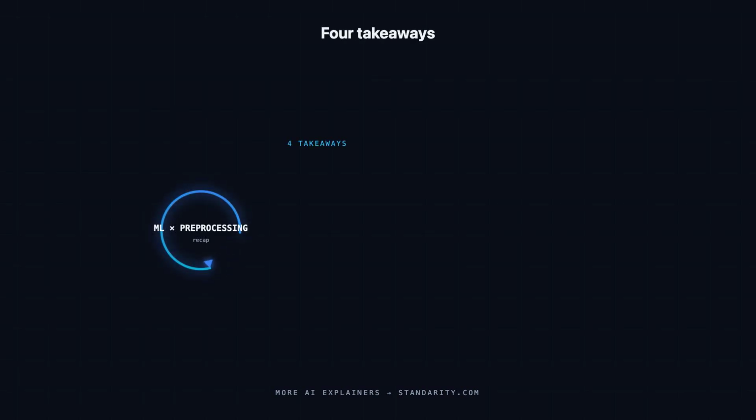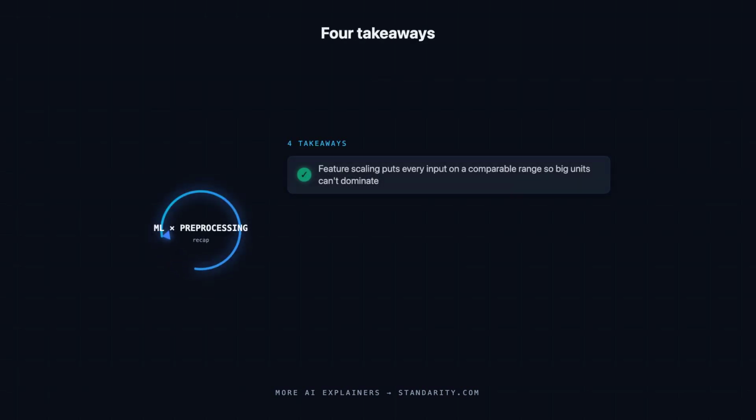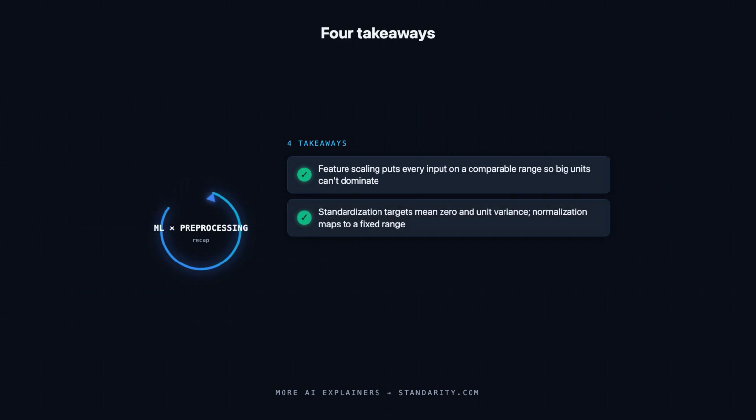All right, let's lock in the essentials. Feature scaling puts every input feature on a comparable numeric range, so no single feature dominates a model just because its units are large. Standardization rescales each feature to a mean of 0 and a standard deviation of 1, while normalization squeezes each feature into a fixed range like 0 to 1.